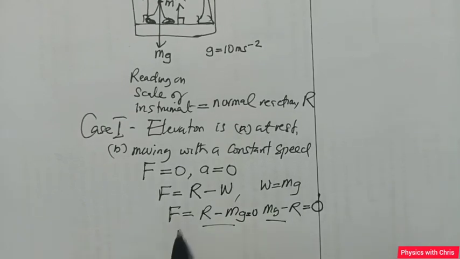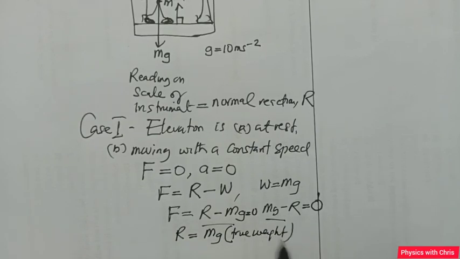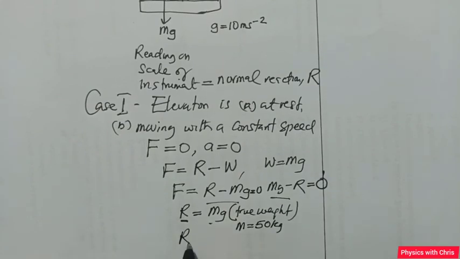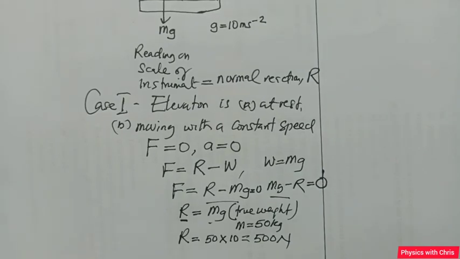So in that case, the reading on the instrument is equal to the true weight of the person, because this mg is called the true weight of the person. So whether the lift is at rest or moving in the upward or downward direction with a constant speed, the reading displayed on the instrument equals the true weight of the individual. And let's say the mass of that boy is 50 kg, it means the reading displayed there is 50 times 9.8, or let's use 10, that gives 500 Newton. So that is case one, when the elevator is at rest, or moving either upward or downward with a constant speed.